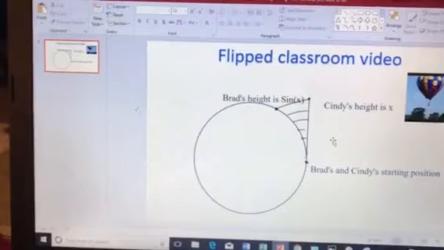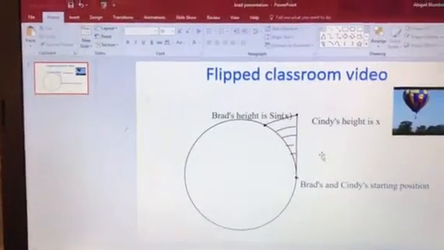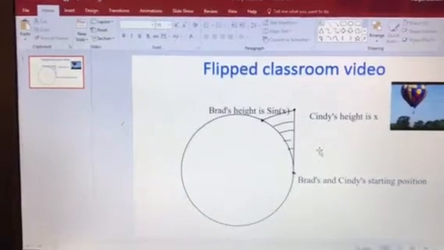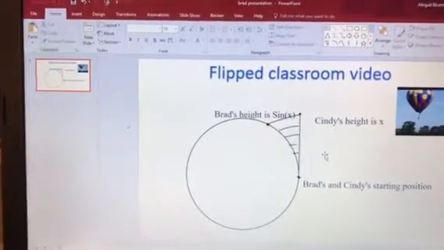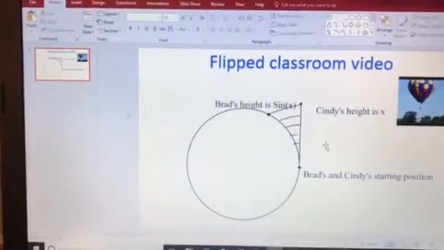These trajectories are very similar. Brad's height is sine x, while Cindy's height is x. When x is small, sine x increases almost as rapidly as x does. x has a slope of 1, so sine of x has a slope that is at most 1 and is close to 1 when x is small.